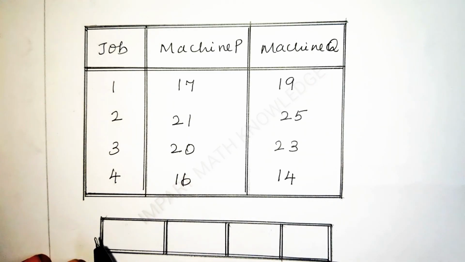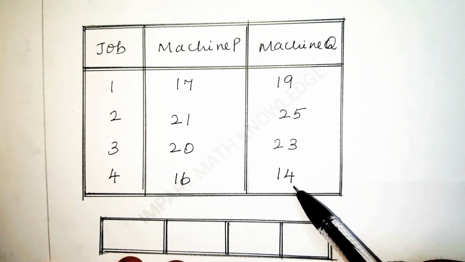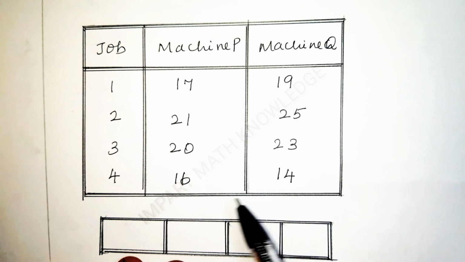This is the reduced 2 machine problem. The processing time is given. We have to find the optimum sequence for the job. For that, you have to select the minimum value from machine P or machine Q. Here the minimum value is 14, which falls under machine Q. So you do the corresponding job 4 at the last.